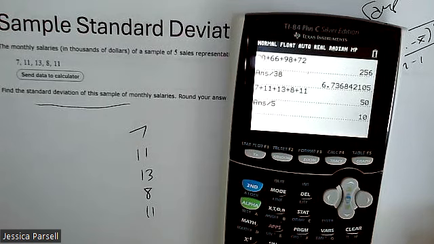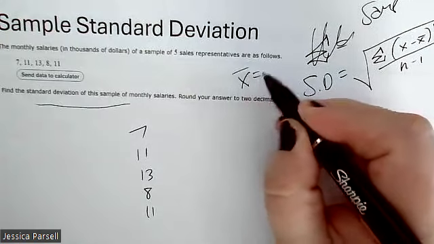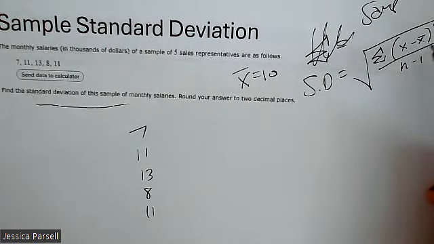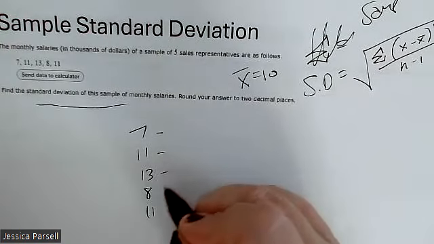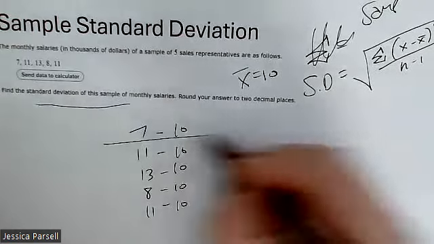All right, so the average is 10. That's easy enough. So X bar equals 10. That's this right here. Now we're going to take that. It says take that average away from each one of these pieces of data. So we're going to do that.